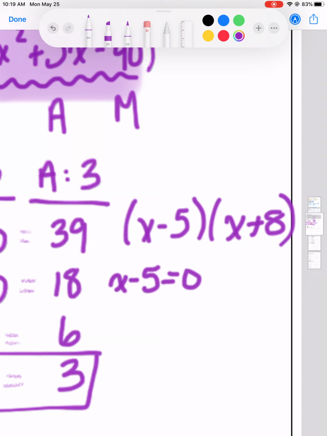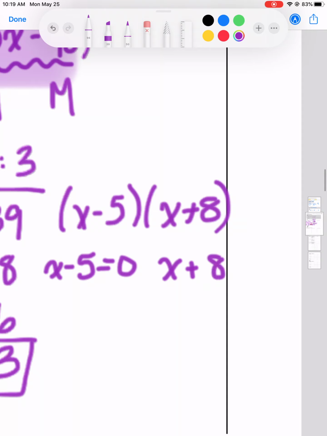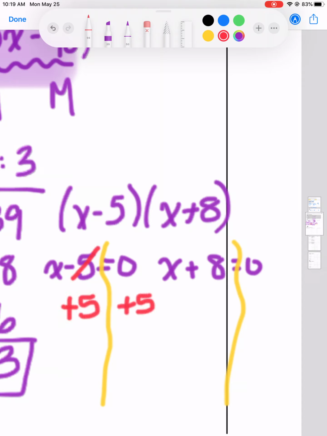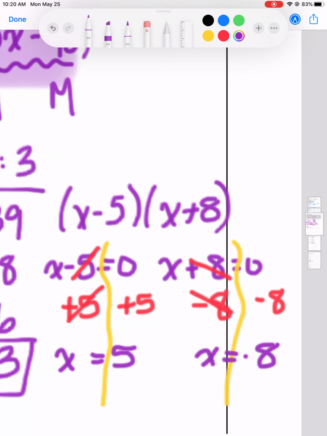Again, some of you might not even have to do this step. If you realize that just the sign's different from what's inside the bracket, then you've won. Okay, that's fantastic. You can move right on. But for those of you who don't, it's okay. Opposite of negative 5 is positive 5. We do that to both sides. They cross out. Opposite of positive 8 is negative 8. Those cross out. X is equal to 5. X is equal to negative 8.